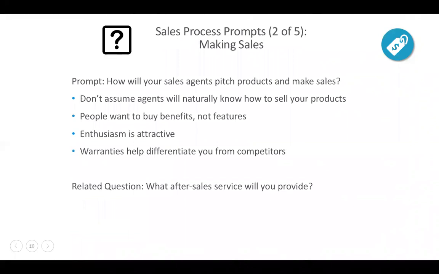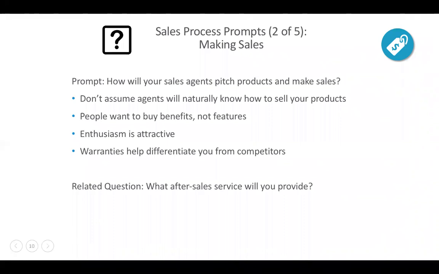Secondly, how will your sales agents pitch products and make sales? Don't assume agents will naturally know how to sell your products. You will need to train agents on successfully approaching customers. Importantly, people want to buy benefits, not features. For example, people want to buy a product that reduces smoke in their house. This is a benefit of a product with features such as a metallic coil, a USB charging cable, etc.